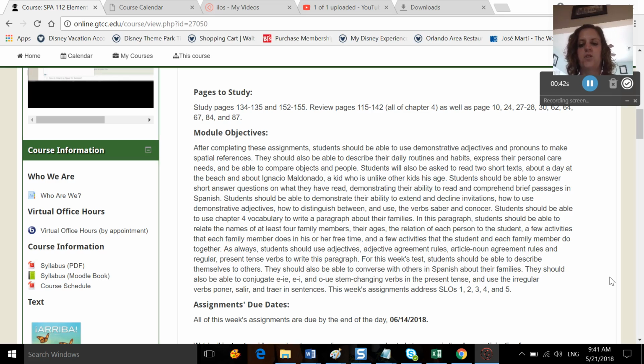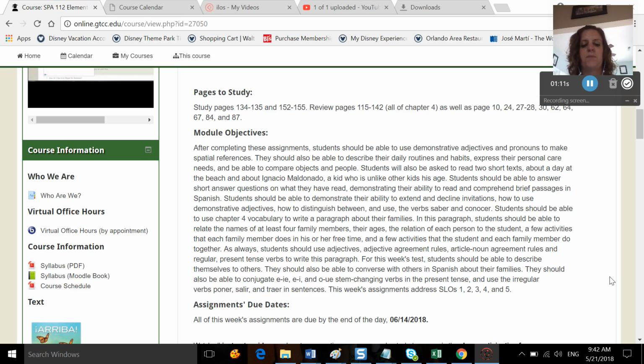You're also going to be asked to read 2 short texts about a day at the beach and about Ignacio Maldonado, a kid who is unlike other kids his age. You should be able to answer short questions on what you have read, which demonstrates your ability to read and comprehend brief passages in Spanish. You should be able to demonstrate your ability to extend and decline invitations and how to use demonstrative adjectives. Also, how to distinguish between the use of the verbs saber and conocer.